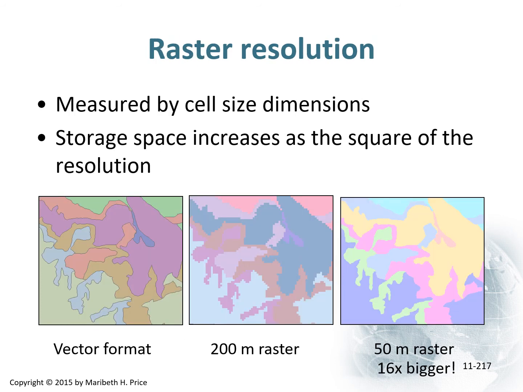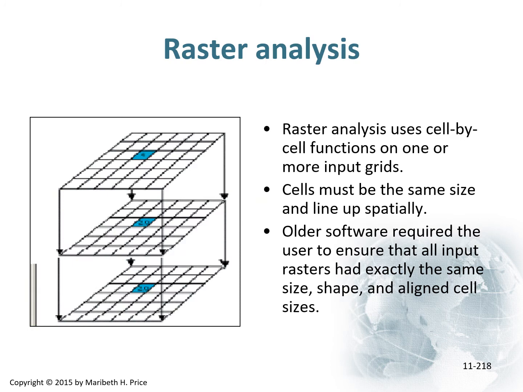Raster resolution is measured by the cell size dimensions. If you have a raster that has a 30 by 30 meter cell spacing, that is your raster resolution. Raster analysis uses cell-by-cell functions where you do a calculation. For example, with 3 data sets, you find the same cell location in each data set, and then you do whatever you do between them, whether it's adding them up, multiplying, dividing, what have you.